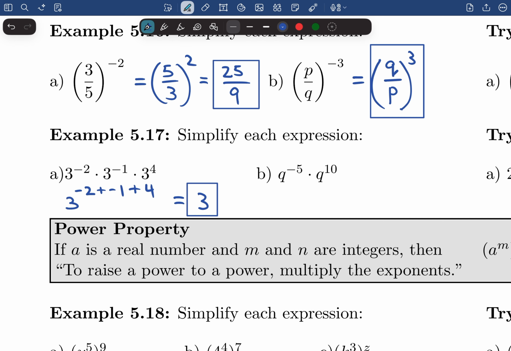All right, so here's part B. If I see q to the negative 5 times q to the 10th, I could just write that as q to the negative 5 plus 10, and negative 5 plus 10 is positive 5. So this is just simplified to q to the 5th power.